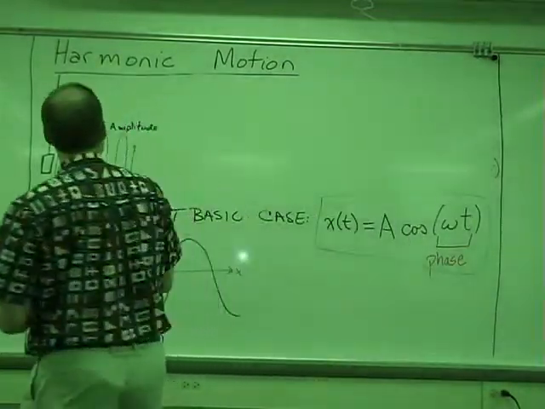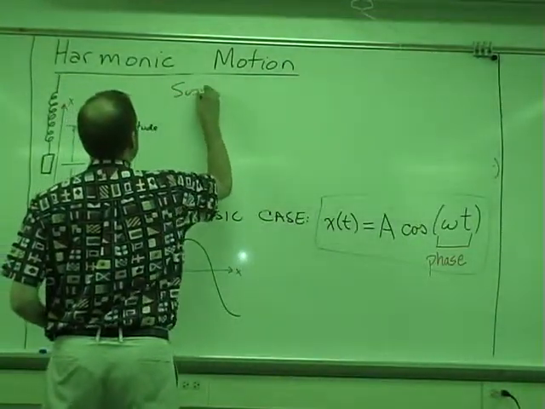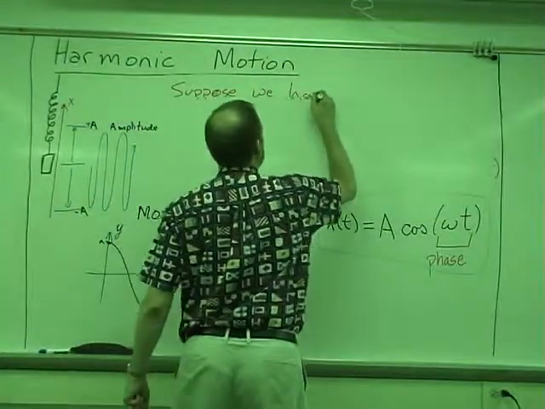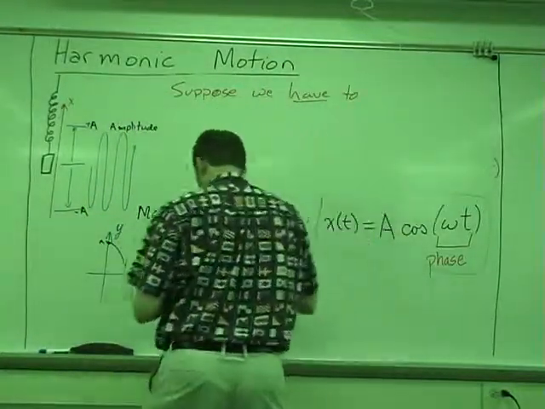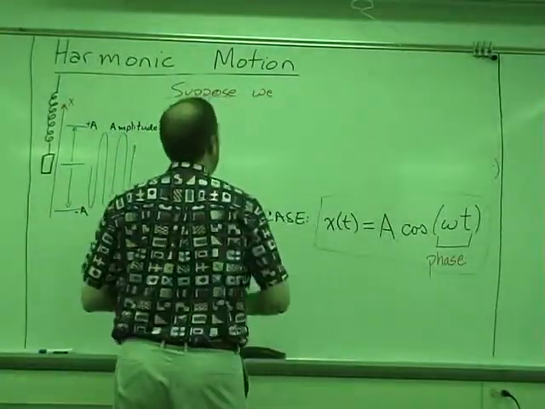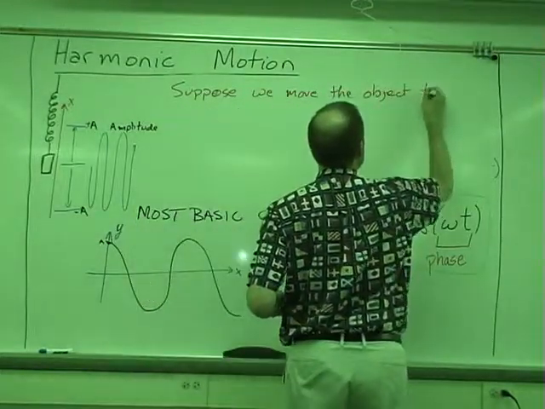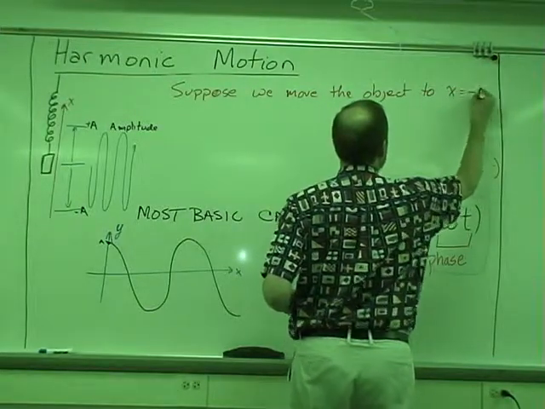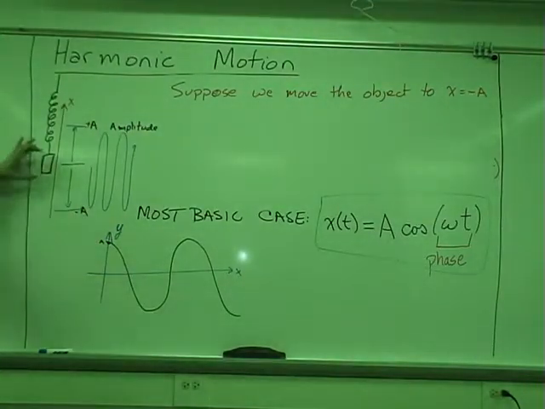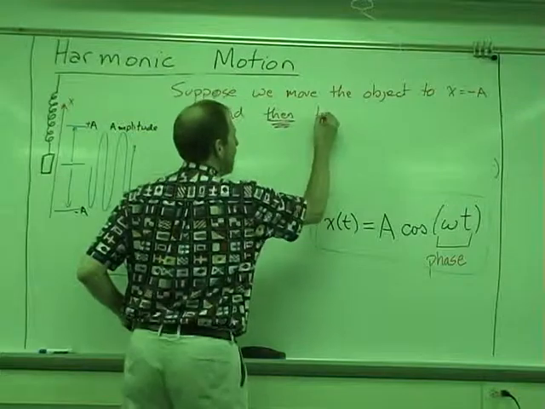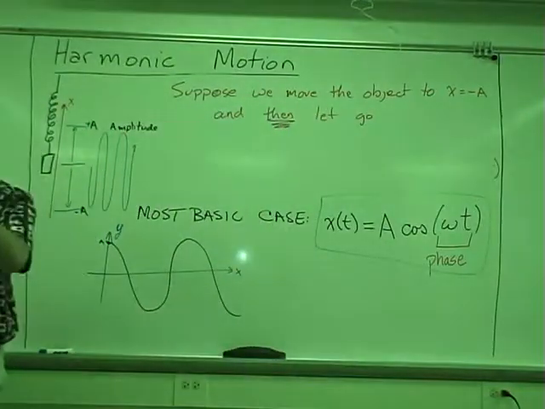Let's use the simple case of saying, suppose we move the object to x is equal to minus A. In this case, instead of taking this and lifting it up until it's at one displacement A, suppose I stretch it out until it's at location negative A. And then we let go. What happens then?